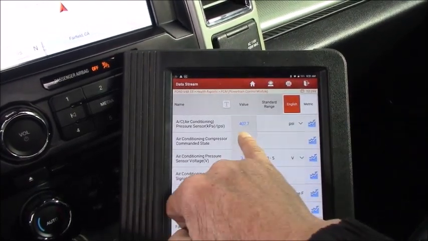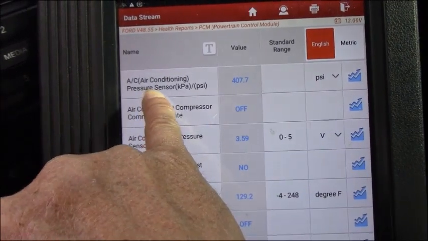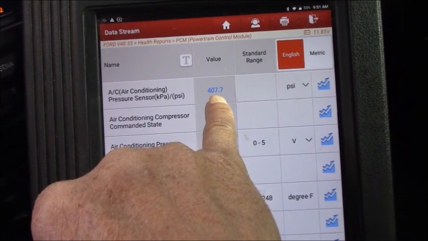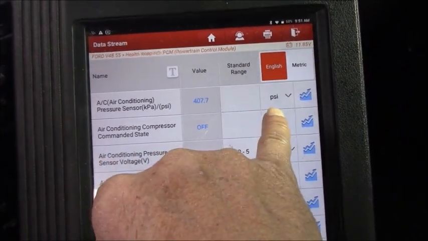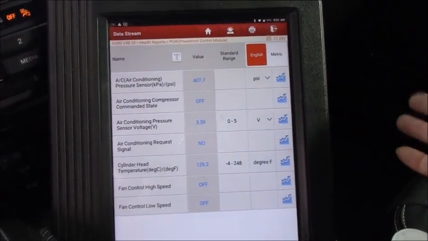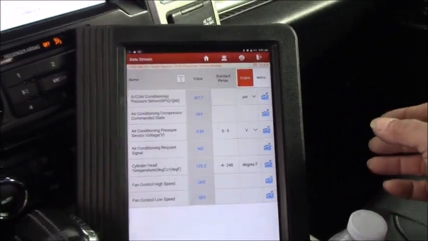But you can see up here, let me get you guys closer to the air conditioning pressure sensor PSI. Right now it's 407 PSI. That makes no sense at all. Right now the engine is off, not running. Why is it so high like that? Okay, let's start the engine and see.